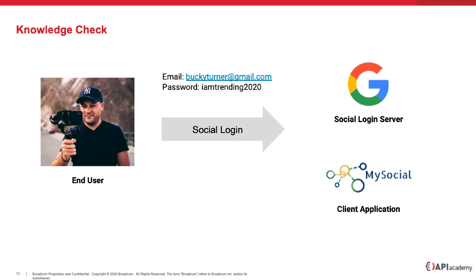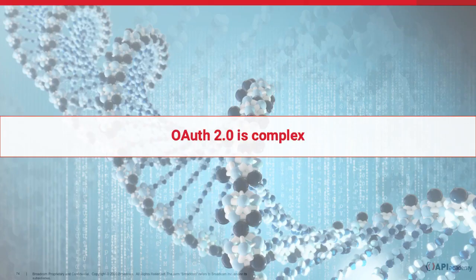Oftentimes, applications will pass on the burden of maintaining a user ID and password database to established social media or communication platforms such as Google. In this case, Bucky consents to Google providing some basic information, such as name or email, to MySocial for authentication. A social login client ID is given to MySocial by Google, and a client secret is also shared between the two. As we can see, OAuth 2, while a huge step forward for authorization, is not without challenges.